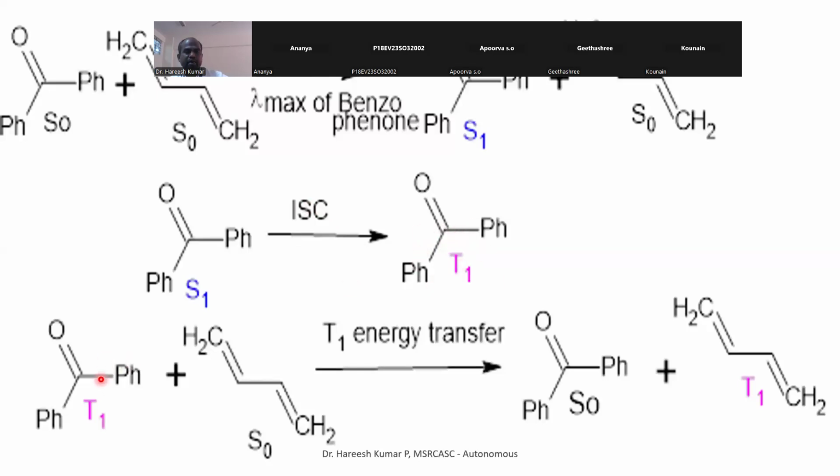Now the triplet donates its energy to the ground state of the butadiene. Butadiene is converted into the triplet, and triplet benzophenone is converted back into the ground state because it donates energy to the acceptor. So in this process, benzophenone is the photosensitizer and butadiene is the acceptor. This is one example. I will go to the next slide.